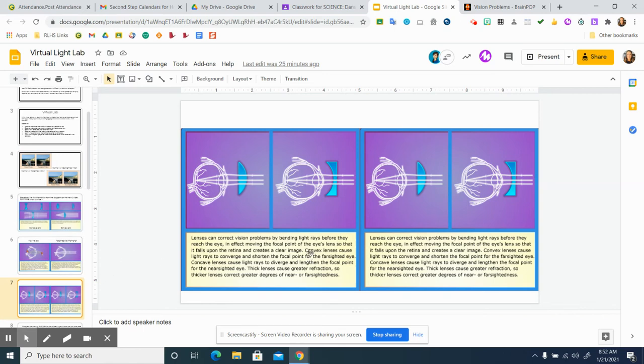This is really important. Convex lenses cause light rays to converge for people who are farsighted, and concave lenses are for people who are nearsighted.